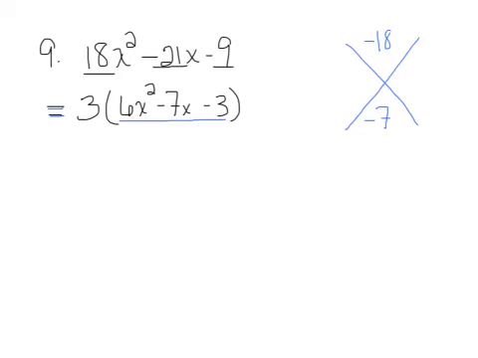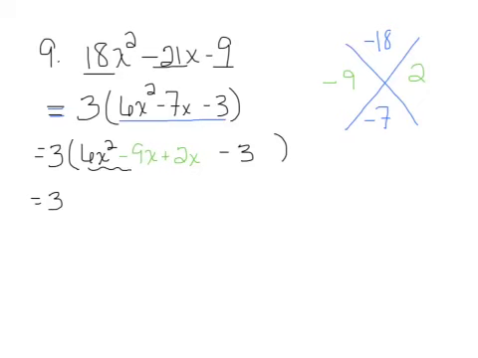So 18, I think of 9 times 2. So negative 9 times a positive 2 would give me a negative 18, but it would also add up to negative 7. So if I come back to my polynomial, my 3 is still out in the front. You can't lose that 3. But I'm going to rewrite 6x squared minus 7x as minus 9x plus 2x, then minus 3.